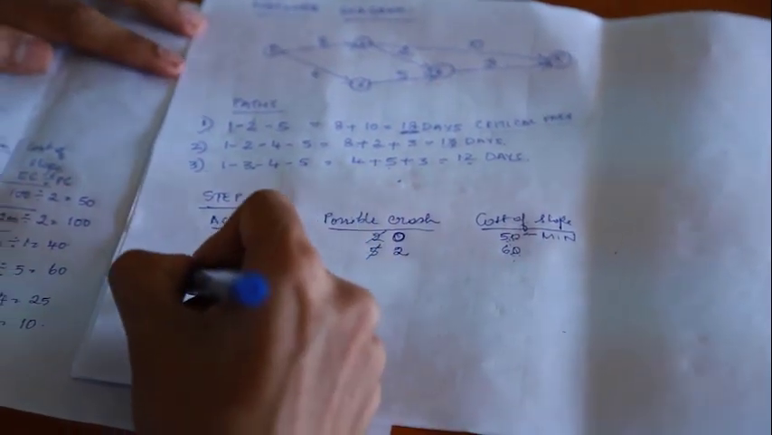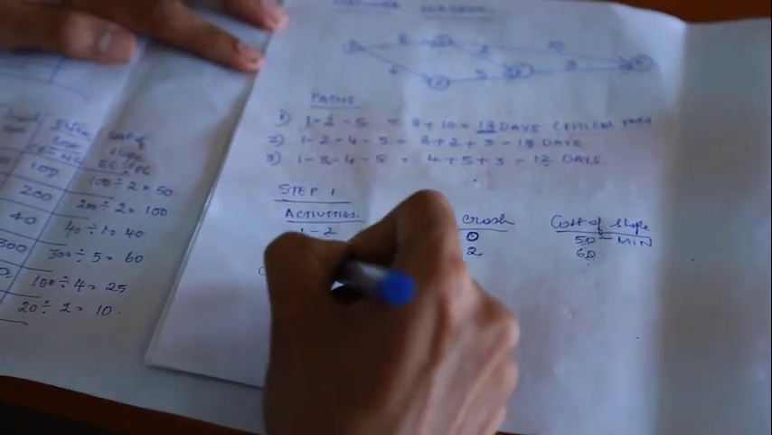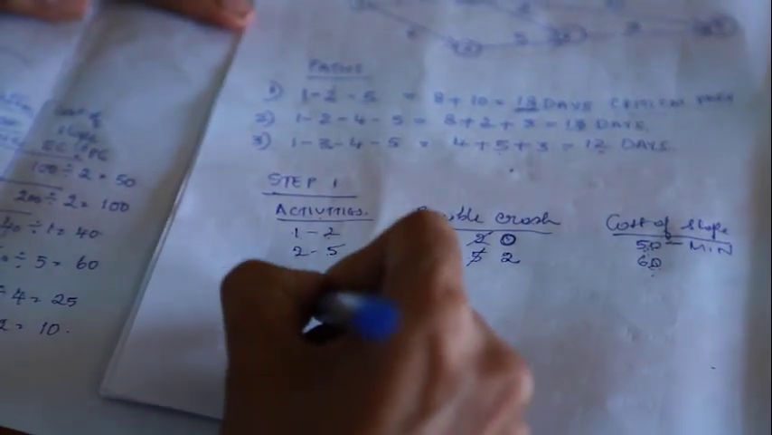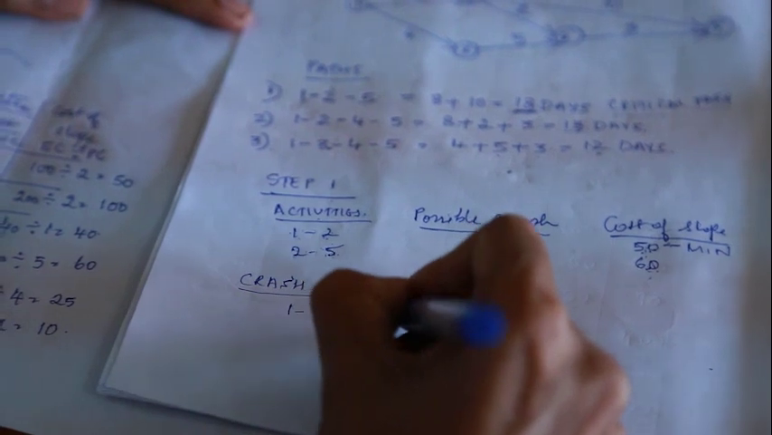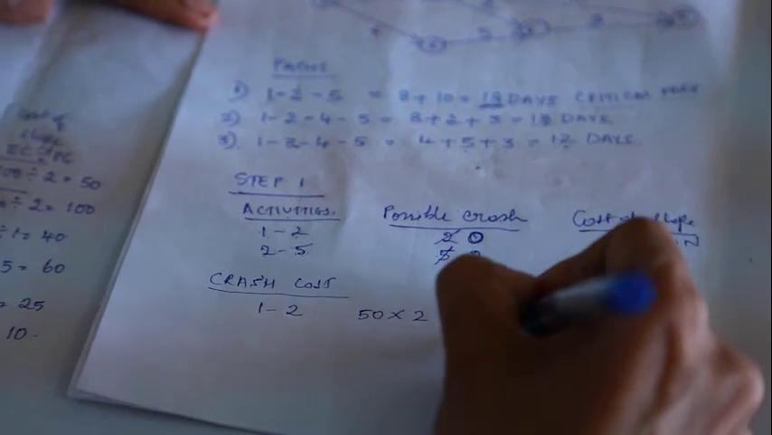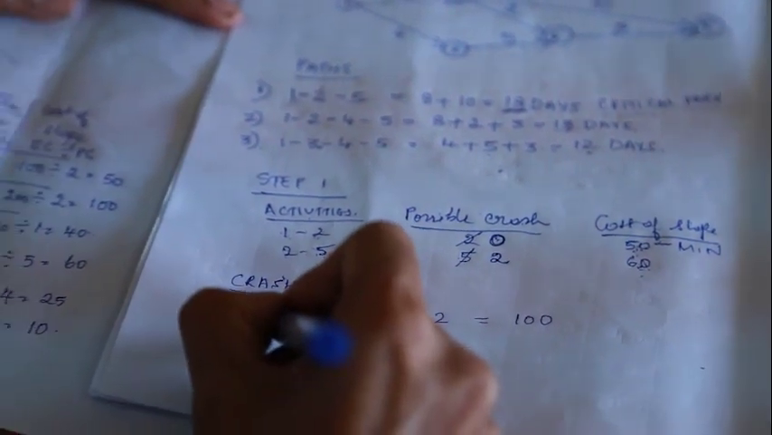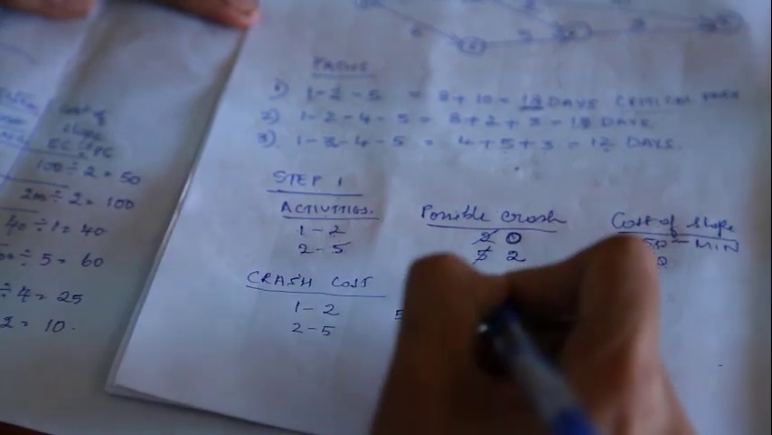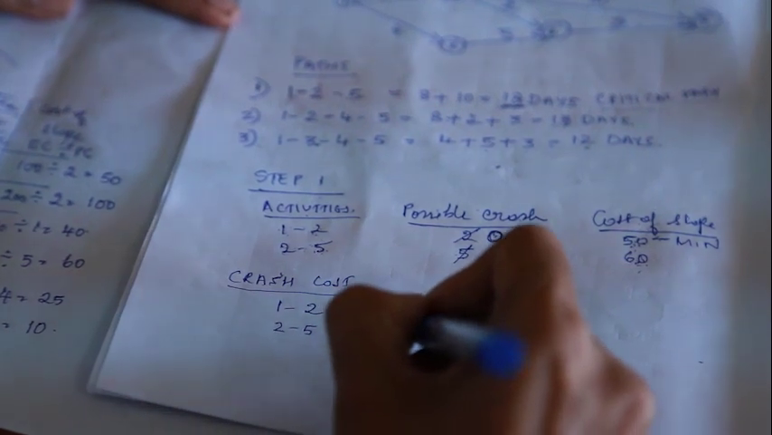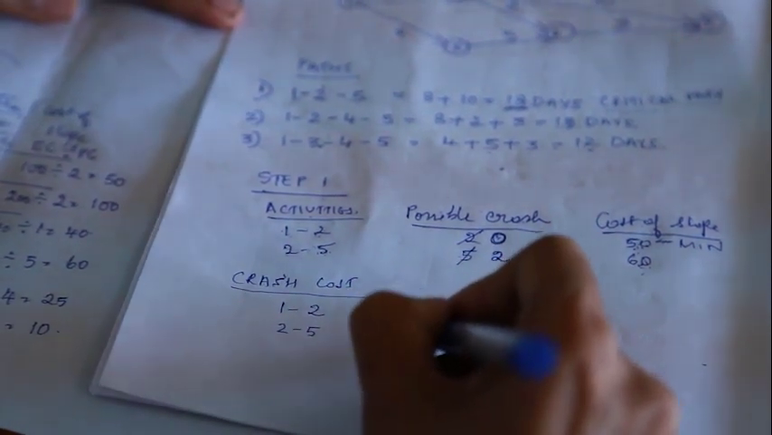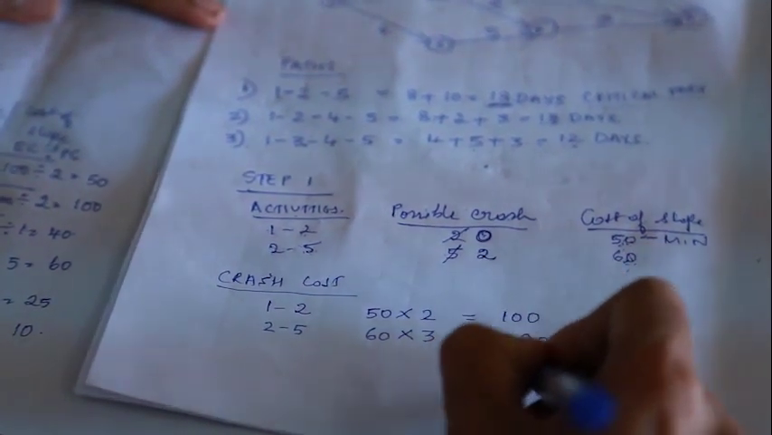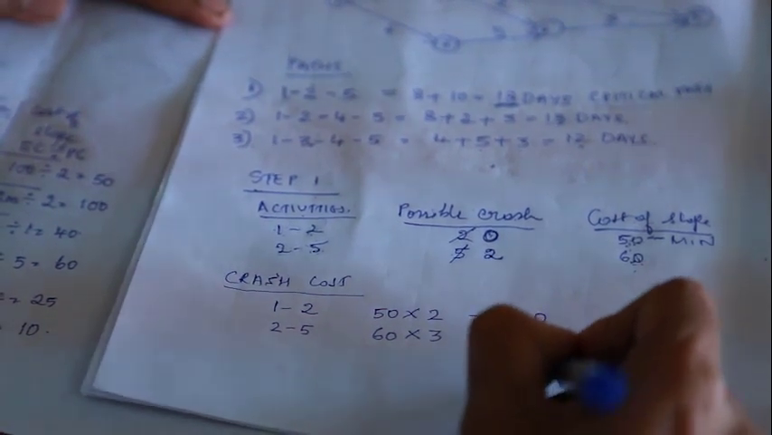Let's find out the crash cost. I have cut down activity 1 to 2 for 50 rupees per day. I've crashed 2 days, which comes up to 100 rupees. I also reduced activity 2 to 5, which is 60 rupees for each day, multiplied by the 3 days I have cut down, which is 180. So the total cost comes up to 218.